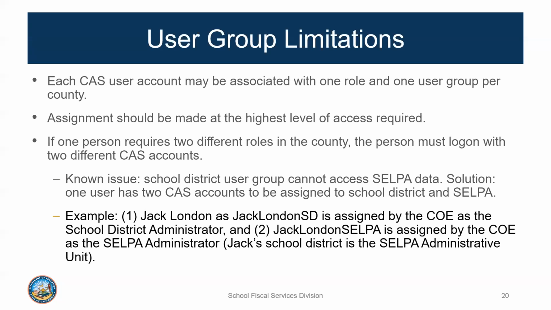And to be as clear as possible, here's a little example. So we have Mr. Jack London as Jack London School District, which is the CAS username for his first account, and he's assigned by the COE as the school district administrator. And then Jack London sets up a second CAS username, Jack London SELPA, and is also assigned by the COE as the SELPA administrator. So this would help Jack if his school district is the SELPA administrative unit and needs to report infant data, for example.